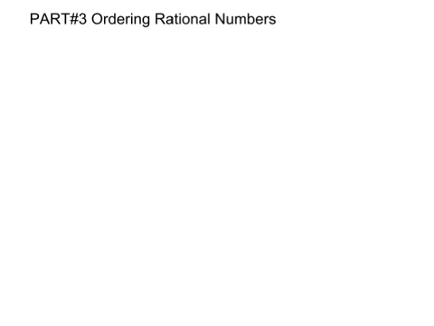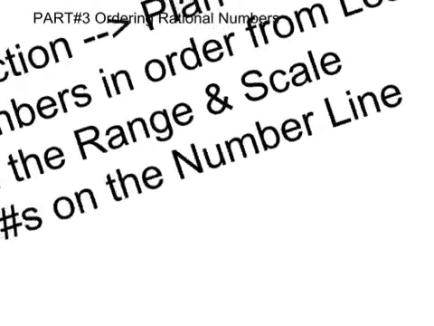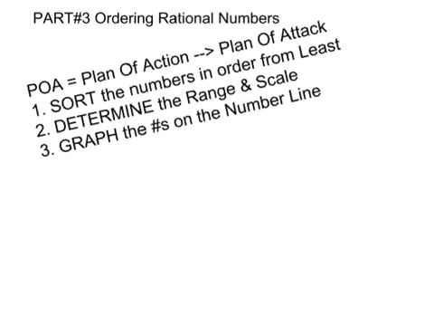Ordering rational numbers is just like ordering pairs of numbers. You just do more of them and then you put it on the number line. Oh, it's big and small and I don't know what's happening. But that's exciting. So your plan of action, or in this case your plan of attack, is to sort the numbers in order from least to greatest, determine the range and scale, and then graph on the number line.